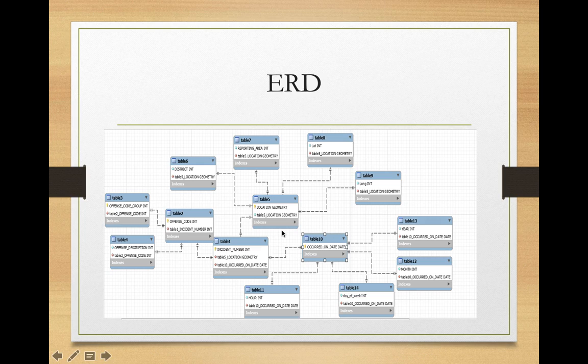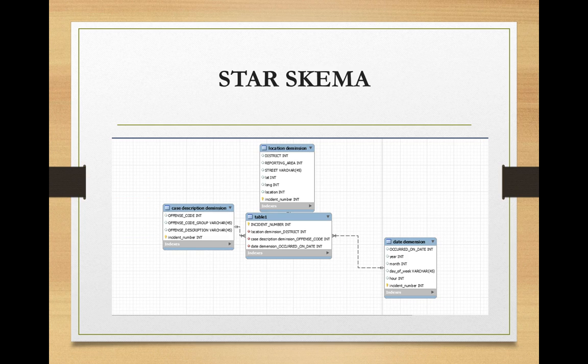Okay, let's go to the next slide, which is our star schema. Like I mentioned before, we have three dimensions: location, case description, and date. The foreign key for the case description dimension should be offense code, because we can use the code to determine the type, that is our offense code group, and to determine the offense description. Even though some of them are different within the same type, mostly they are the same.